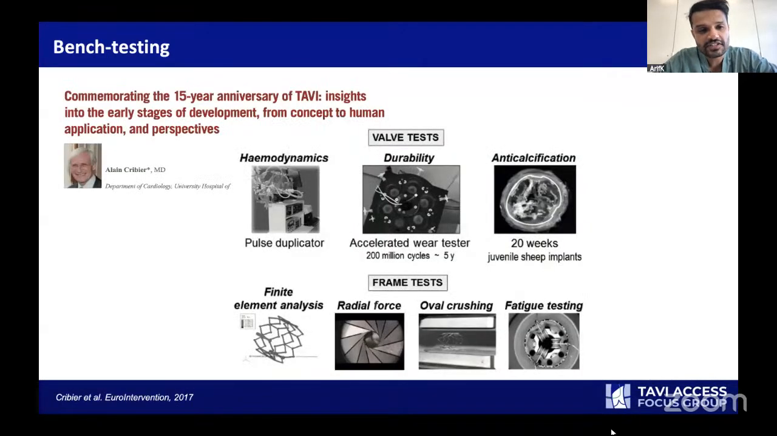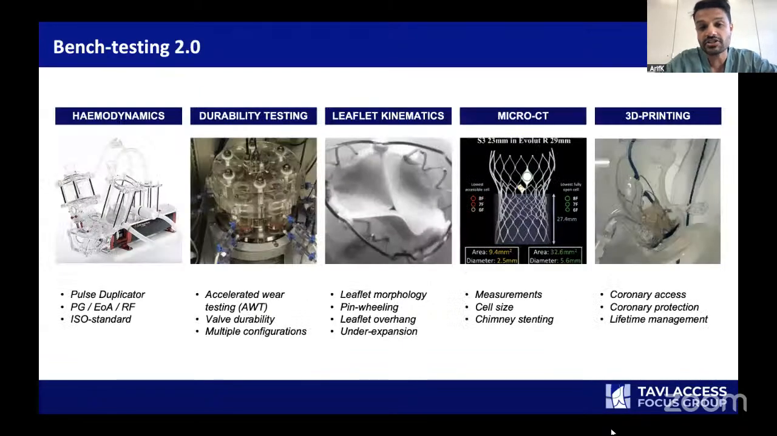I came across this really nice article by Alain Cribier, describing the development of TAVI. You can see almost 15, 20 years ago, this is what bench testing was, using equipment and technology to understand how our different valves are made, constructed, and behave under different environments. It's just that now the machines and technologies we have are more sophisticated, so we can really look into hemodynamics, durability, the leaflets, look at close interactions between different frames and valves, and now introduce patient-specific bench testing.